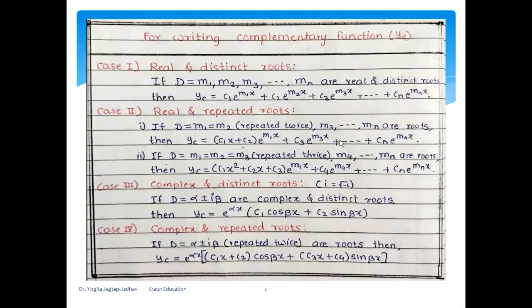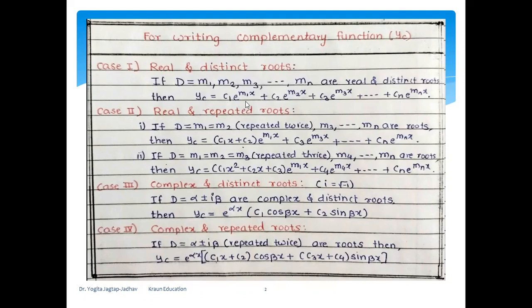In case number 1, when we have real and distinct roots, here I considered n roots for an nth order differential equation, namely m1, m2, m3, and so on up to mn. If all these n roots are real and distinct, then the complementary function is yc = c1 e^(m1x) + c2 e^(m2x) + c3 e^(m3x) and so on up to cn e^(mnx). Everywhere I just place the values of the roots in the exponent and write a linear combination with the n arbitrary constants.